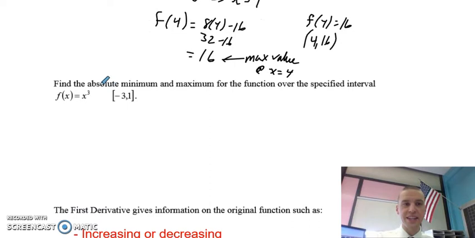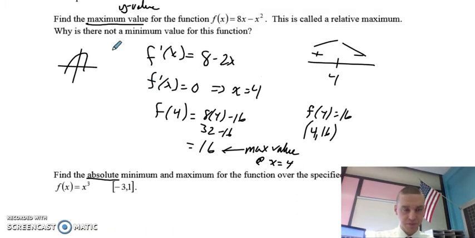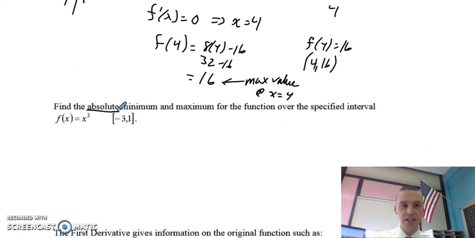Now in this case, it says find the absolute minimum and maximum for f of x over the specified interval. The difference here is, the last one just said find a maximum. This says find the absolute, the lowest or highest point that we've got. Now notice that the one thing that you are given here is an interval. And so there's two things that you need to do.